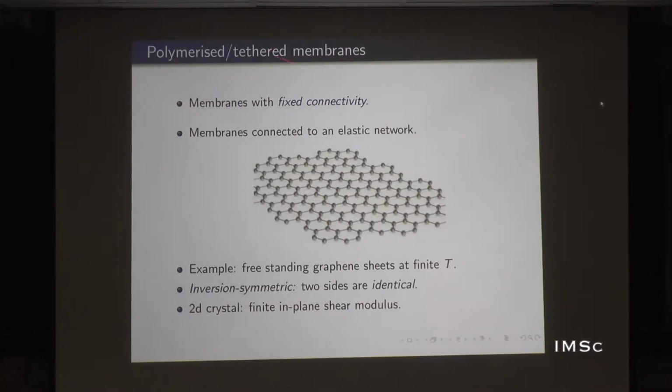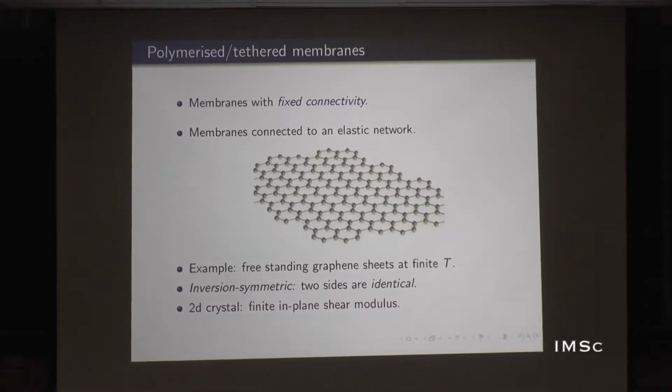So, what are tethered membranes? Tethered membranes are essentially two-dimensional crystals which can have undulation modes, that is, they can wiggle like this in the third direction. Out of plane distortions are allowed or are possible in these membranes. So, you can say that these are two-dimensional crystals with some degree of softness.